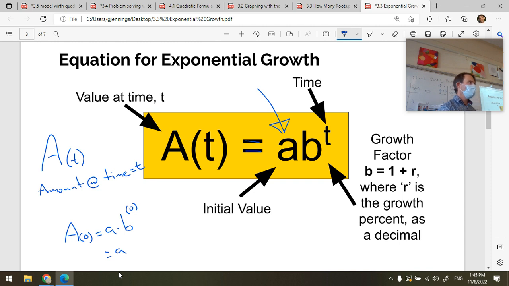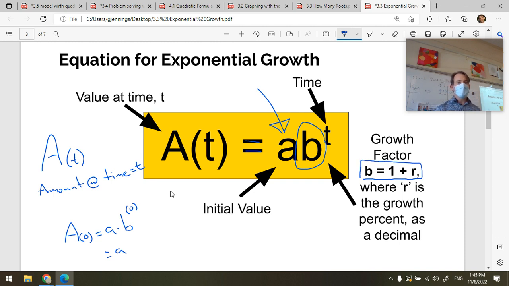You see it there? It's a little bit like reading y equals mx plus b and knowing that b is the initial amount. Because when x is 0, m times x is 0, so you're just left with b. In this case, b to the 0 is always 1, so you're always multiplying a by 1, so a is your initial value. Now b is the growth factor. And we're going to build the growth factor with this little equation, 1 plus r.